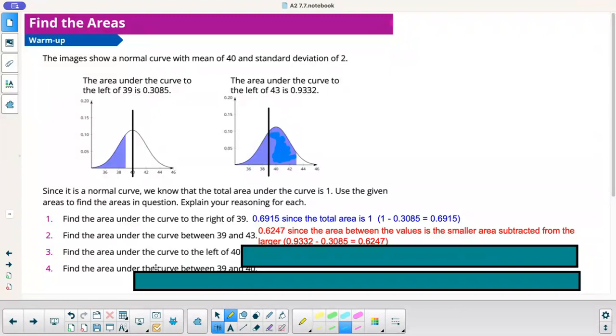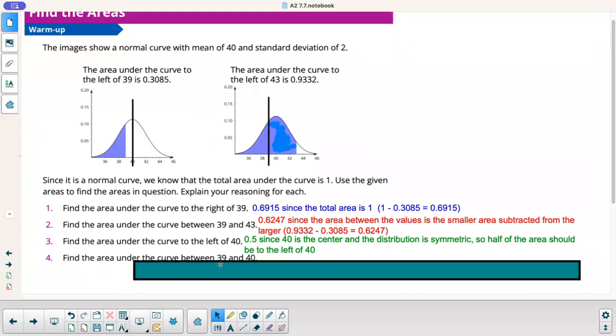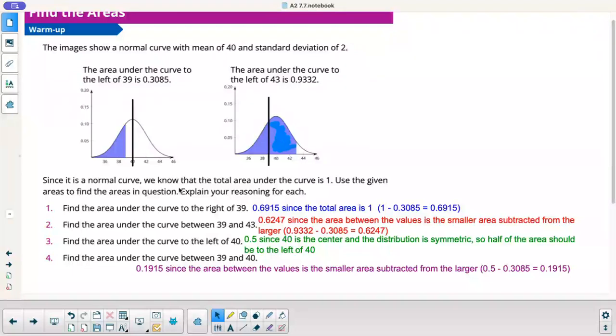Number 3, find the area under the curve to the left of 40. Well, that's easy. That's the mean right here, so it's halfway on each side. It's symmetrical. It's 0.5. And between 39 and 40, that's going to be 0.5 minus this value right here, 0.3085. And when I do that, I get 0.1915. Okay, subtract them. There you go.